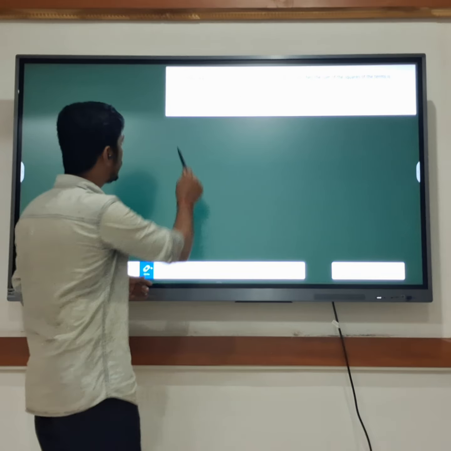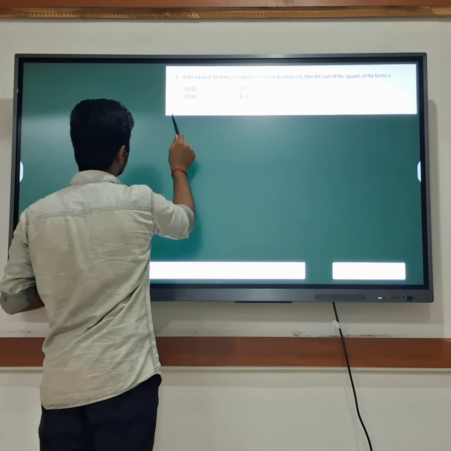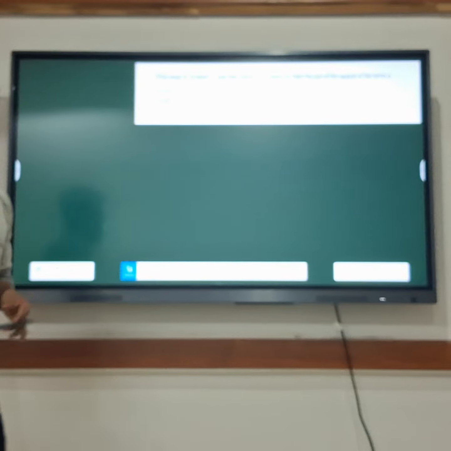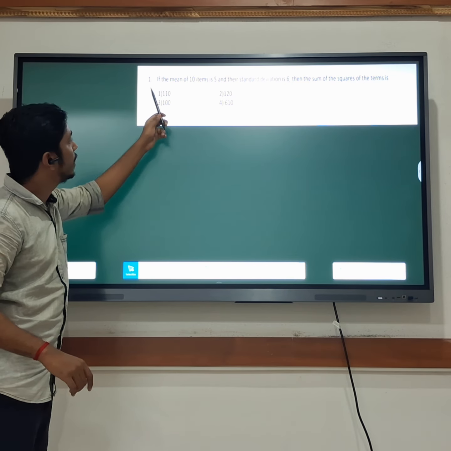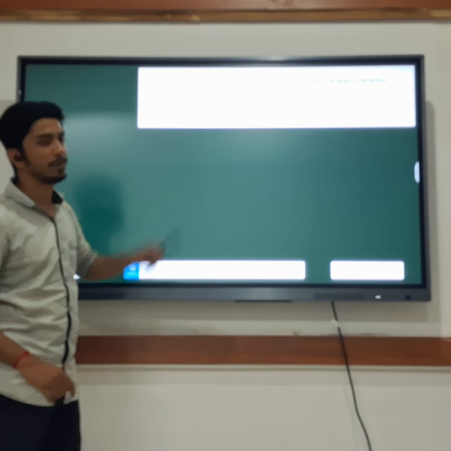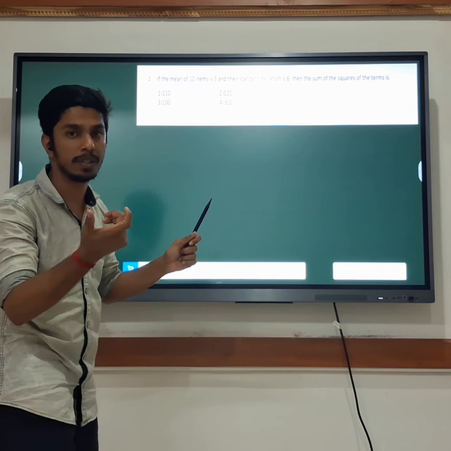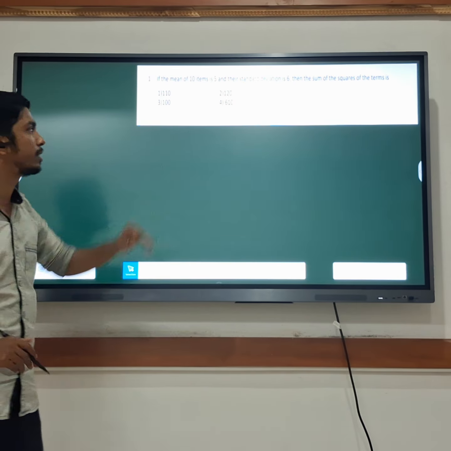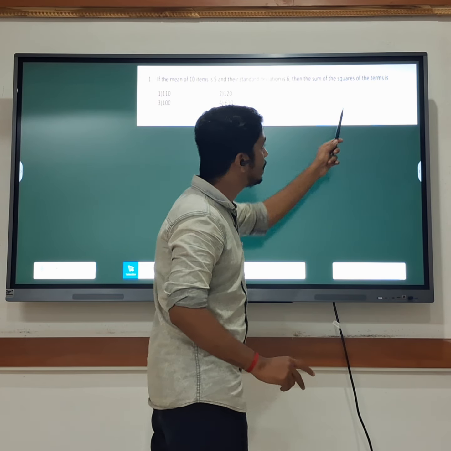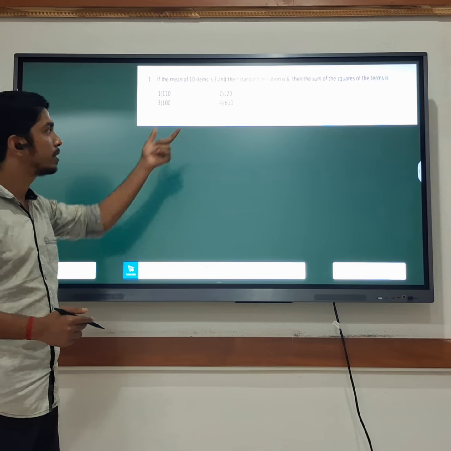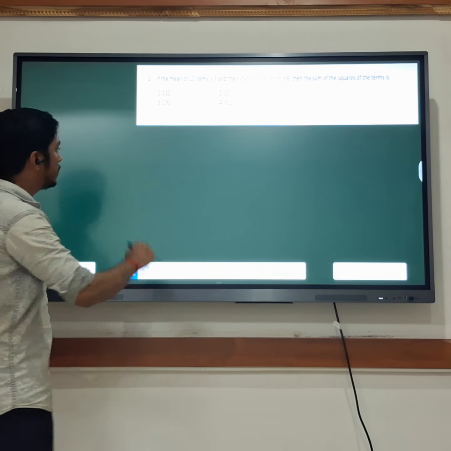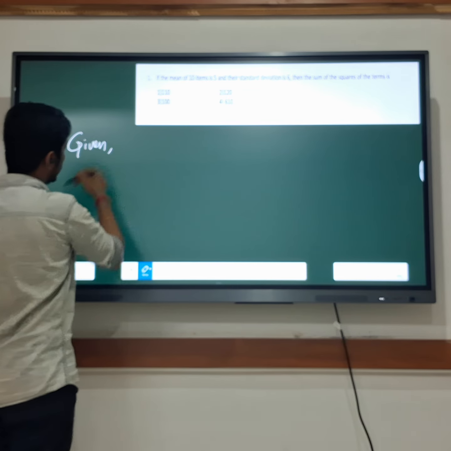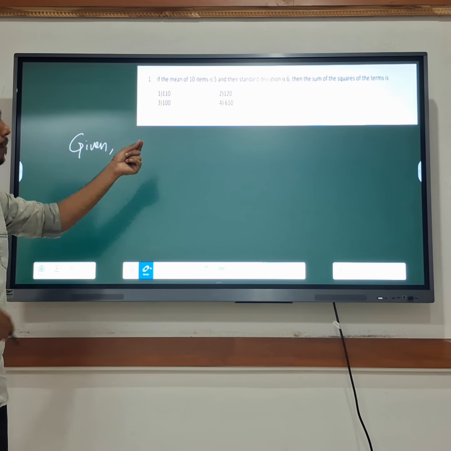Listen, here the first problem is: the mean of 10 items is 5 and their standard deviation is 6. Then what is the sum of the squares of the terms? So what are they asking? The sum of the squares of the terms.